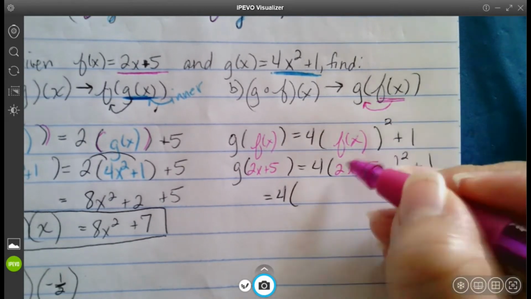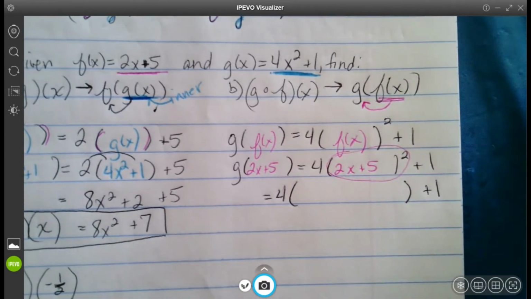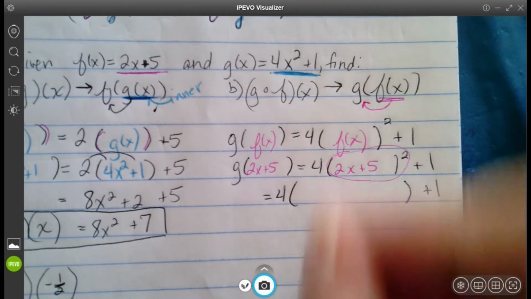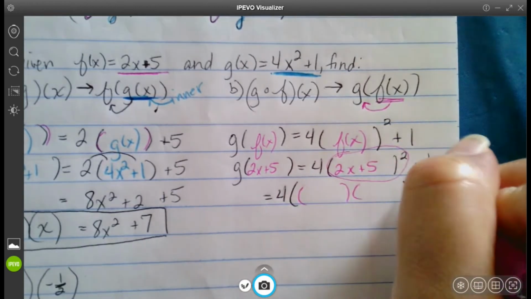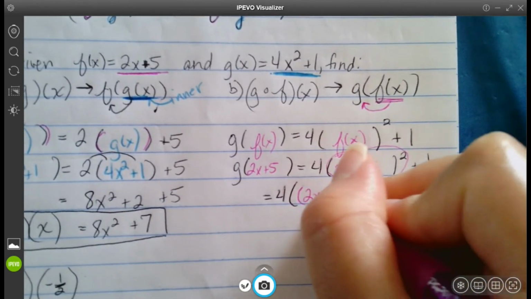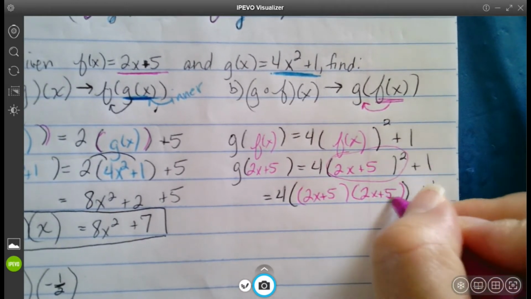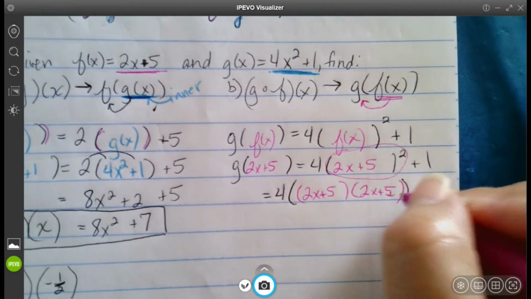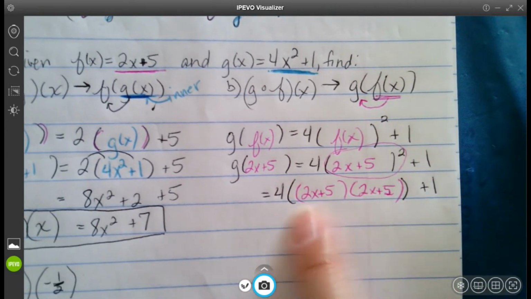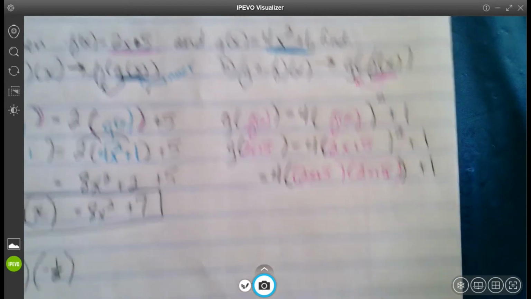This part right here, we're going to have to FOIL. Okay, so I'm going to put an extra set of parentheses here just because I think some of us are forgetting to distribute sometimes. So I want to make that very clear. 4 has to be multiplied times whatever we get right here. Okay, so I'm going to work this part out first and then I'll bring everything else down.